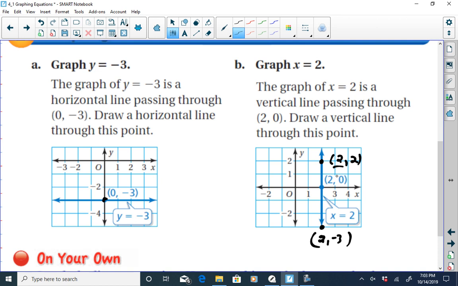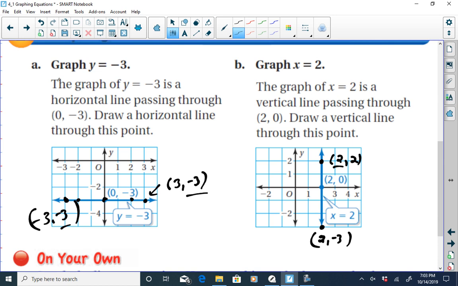So on the graph of x is equal to 2, every point on that line, the x value is going to be 2. And the same is true for the previous equation, where we graphed y is equal to -3. Every point on this line, the y value is going to be equal to -3. Right? So if I locate this point here, that's (3, -3). Notice the y value is -3. Or if I locate this point here, that's (-3, -3). Notice once again the y value is -3.